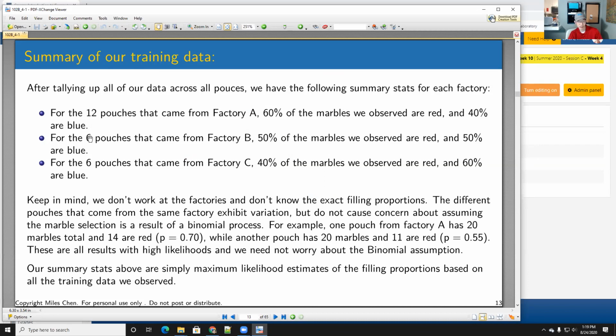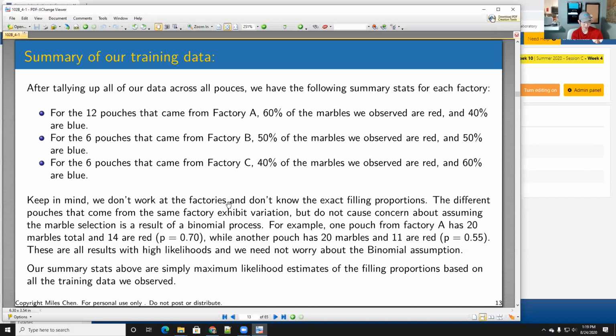When we look at the 6 pouches that came from factory B, 50% are red and 50% are blue. And for the pouches that came from factory C, 40% are red and 60% are blue. We don't work at the factories, so we don't actually know the proportions the factories use to fill up the pouches.